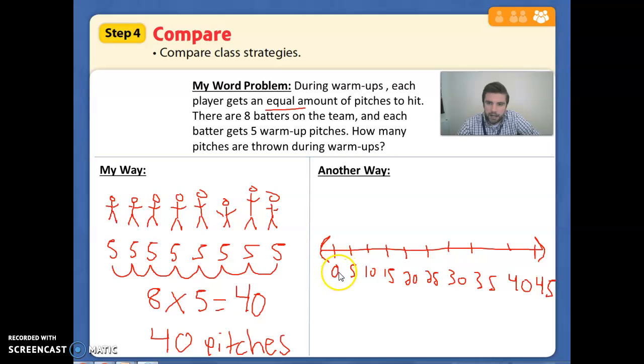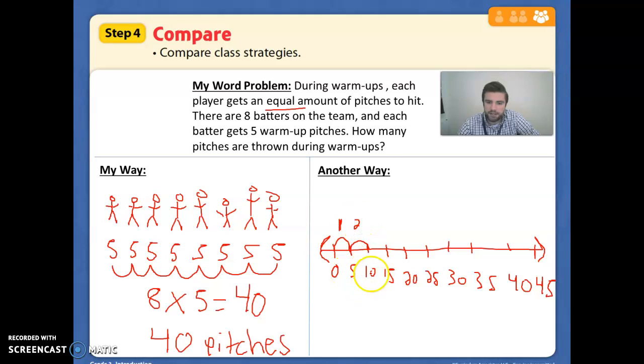So I created a number line starting at 0, going all the way up to 45. Okay, I don't know what the answer is yet. And what I will do is, for every batter, I'll jump 5. So the first batter, we know, gets 5 pitches. We'll label that batter number 1. That's our first jump. The second batter gets 5 more pitches.